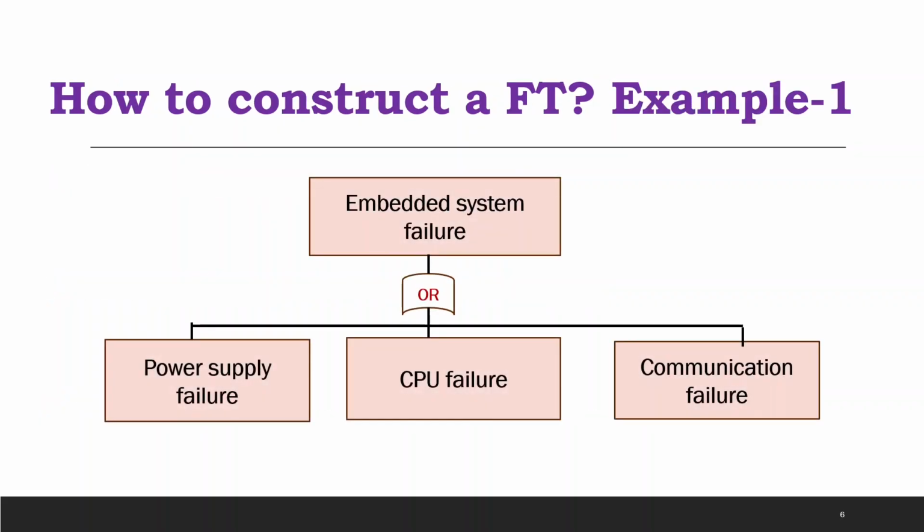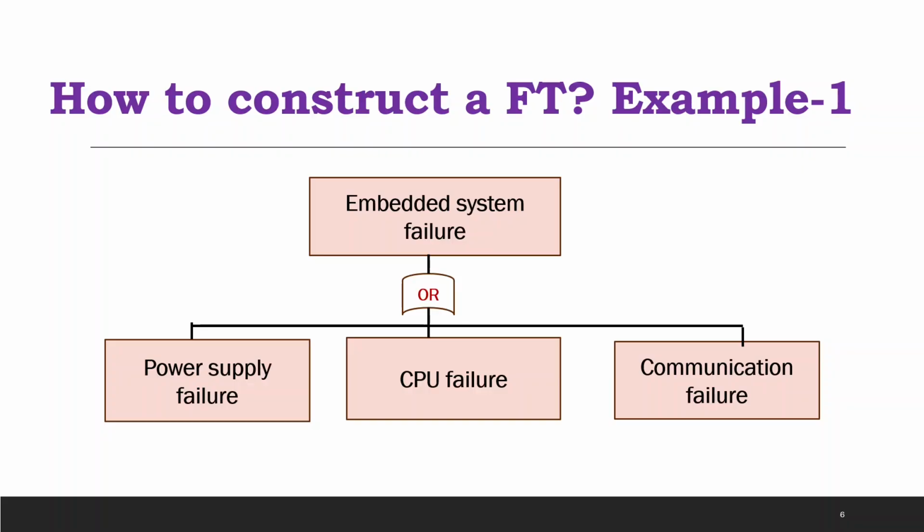As I am an electronics engineer, I will take the failure of an embedded system as the top event, shown here. Now the embedded system failure could be due to the power supply failure in it, the CPU or motherboard failure in it, or it could be due to the communication failure. These I have shown in rectangular boxes to indicate that these are the intermediate events which are causing the top event. Because multiple events are there, we have used the OR gate.